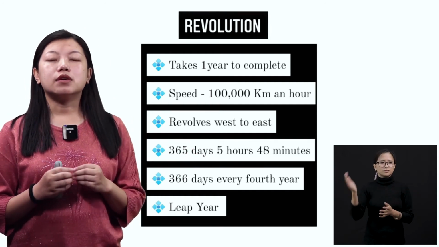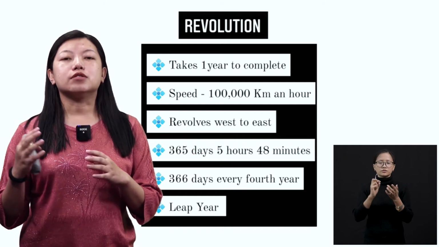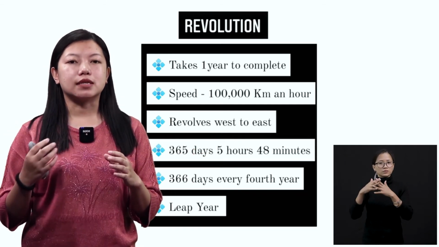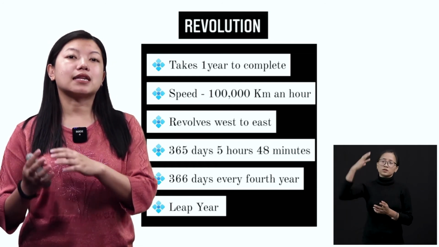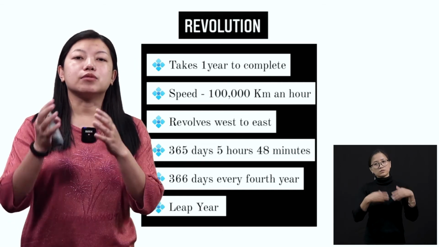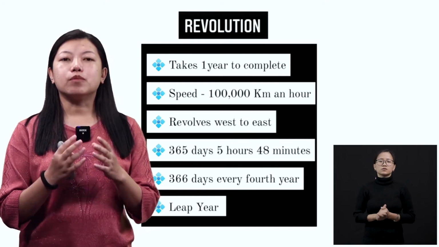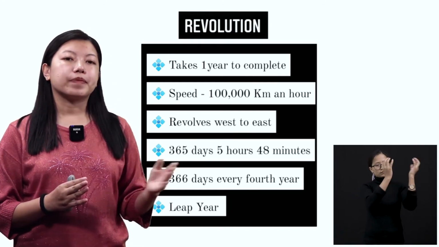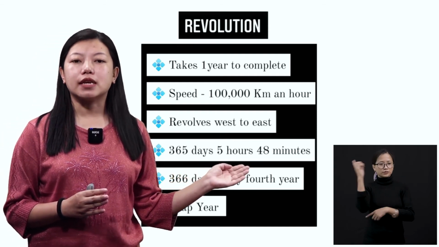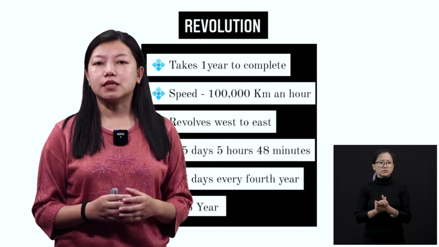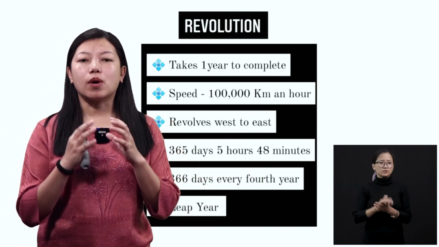Then coming to the revolution, the earth used to revolve from west to east. That is why, because of this movement, we also see that the sun sets from one direction and it used to end in one direction. It is all because of the movement of the earth. So in 1 year, we have 365 days, 5 hours, 49 minutes, okay? So the earth takes this much time to make 1 year.